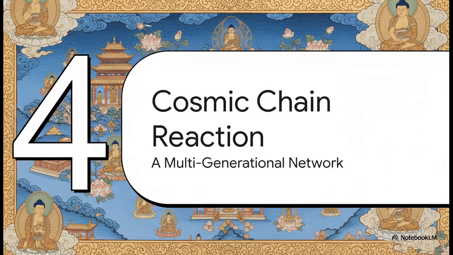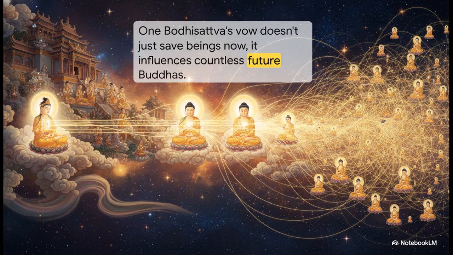Okay, so we've got the AI and we've got the power source. Now we get to the network effects. And this is where the scale of this whole thing just becomes, well, truly mind-bending. Let's talk about the cosmic chain reaction. So check this out. There's this kind of hidden feature described in the text. The impact of just one person taking this vow isn't limited to right now. It sets off a chain reaction, a propagation chain.